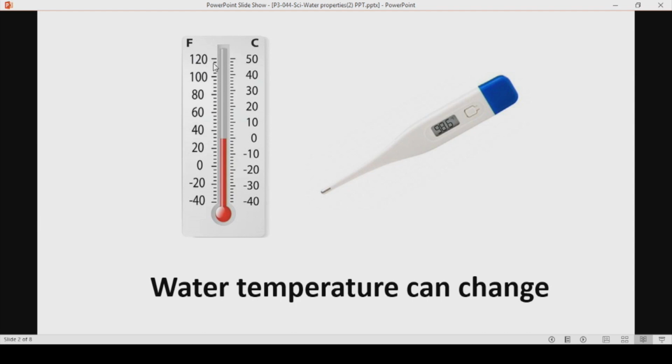What's the highest temperature it can go? 120. 120 degrees Fahrenheit or 50 degrees Celsius. Has anybody ever seen a thermometer like this? You never use one at home? Sometimes you see them in the kitchen where we cook food because we need to know about the heat of things when we cook them.